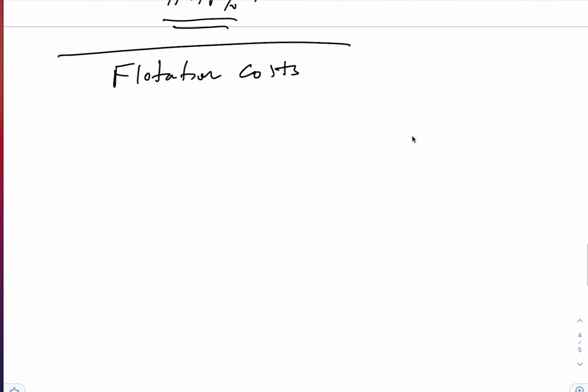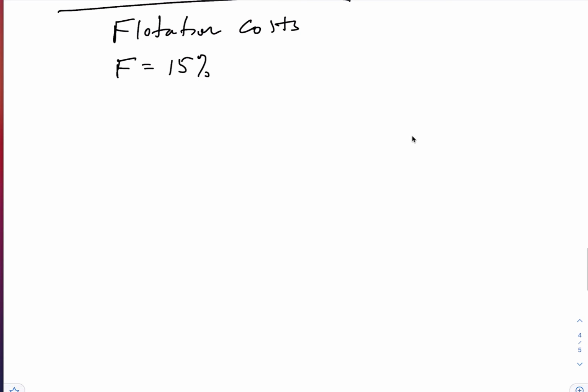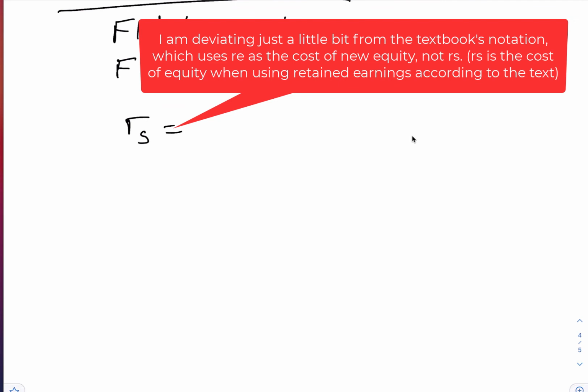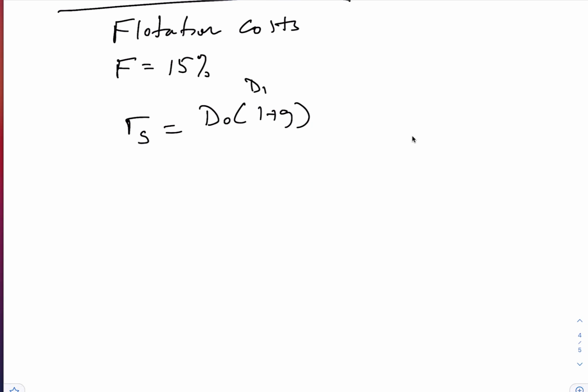So we're going to assume F is flotation cost. That's their notation. We're going to assume it's 15% flotation cost. That means the investment banker is going to take 15% off the top and give you 85% of the proceeds associated with an issuance of stock. And so we need to work that into our math. Well, that's actually not that hard, because RS is D0 times 1 plus G. Remember, this is D1 basically right here. And we're going to divide the whole thing by the price.